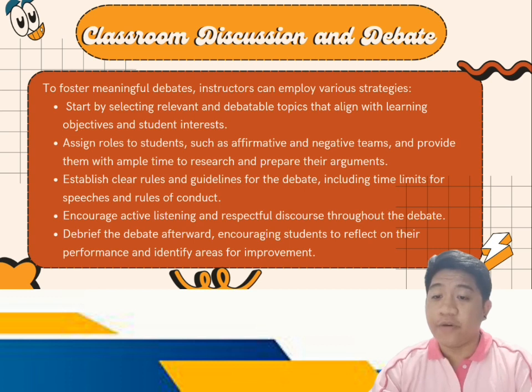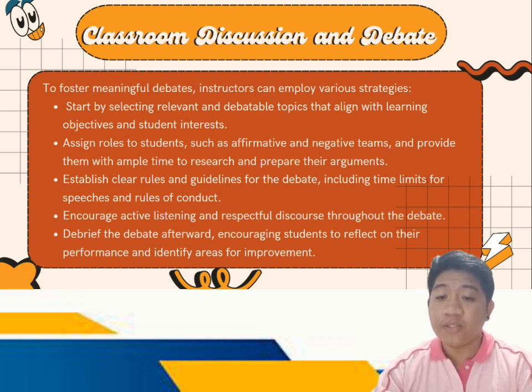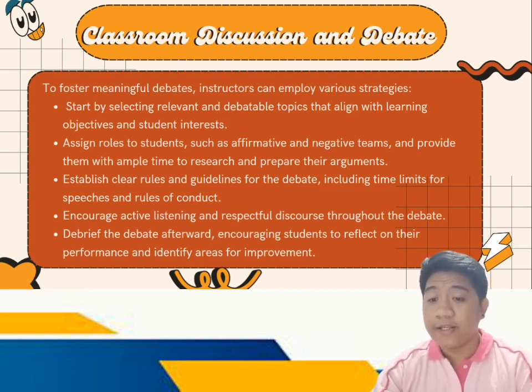Start by selecting relevant and debatable topics that align with learning objectives and student interests. Assign roles to students, such as affirmative and negative teams, and provide them with ample time to research and prepare their arguments. Establish clear rules and guidelines for debate, including time limits for speeches and rules of conduct. Encourage active listening and respectful discourse throughout the debate. Debrief the debate afterward, encouraging students to reflect on their performance and identify areas for improvement.